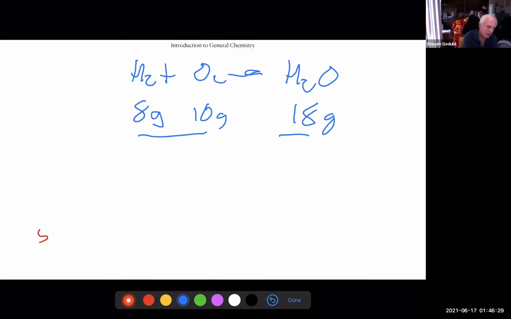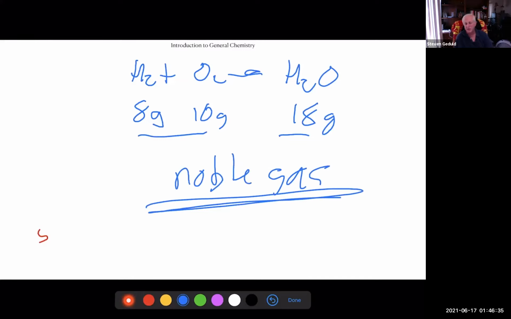And the column all the way to the right are what's called your noble gases. Noble gases do not interact with anybody. That's why they're called noble. They're too snooty to interact with anything else. They don't form reactions, not even with themselves.